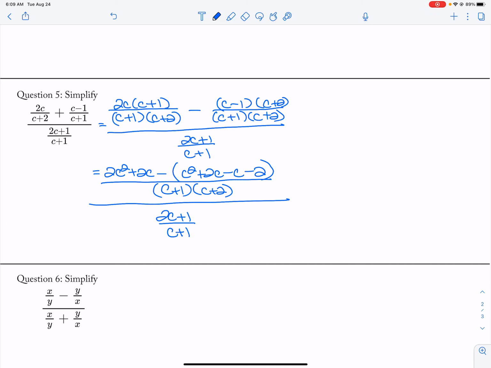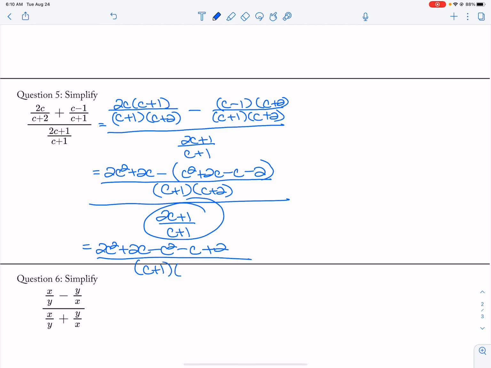I'm going to distribute my negative here. I'm also going to invert and multiply my denominator. So I have a 2C squared plus 2C minus C squared. Let's see, that's a plus C, so that's a minus C and a plus 2, all divided by C plus 1, C plus 2, multiplied by C plus 1 over 2C plus 1, because I'm going to invert and multiply my denominator. So my C plus 1s go away.